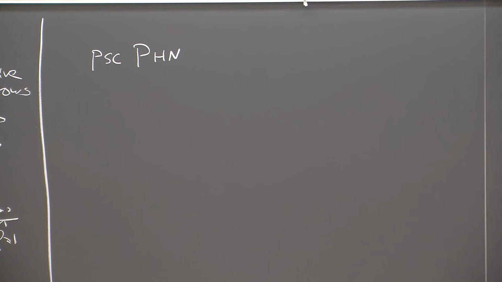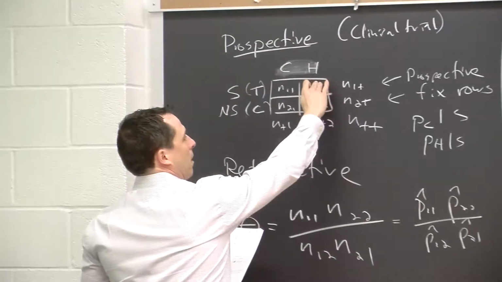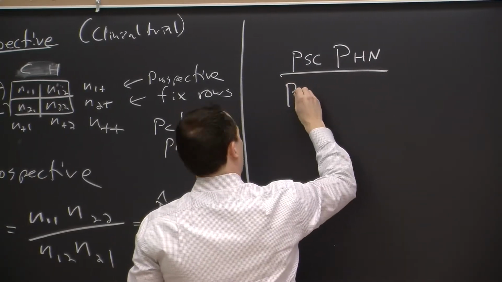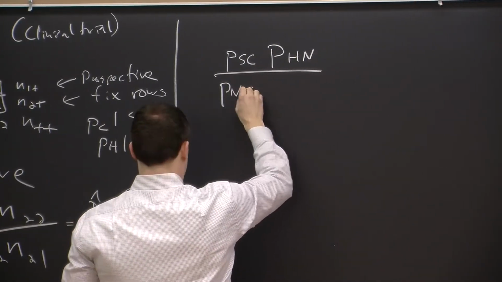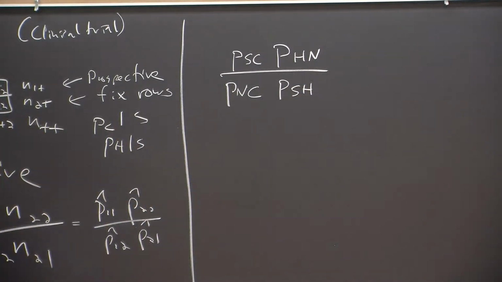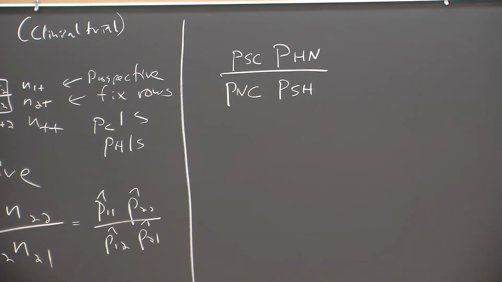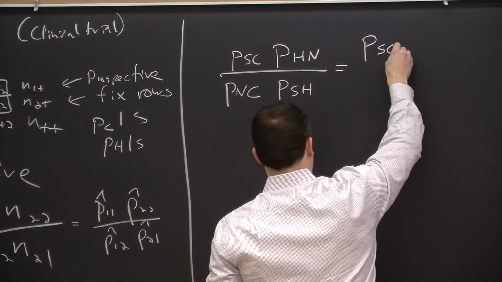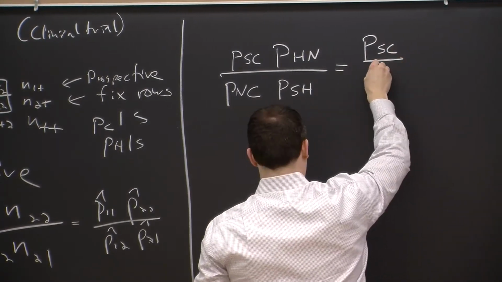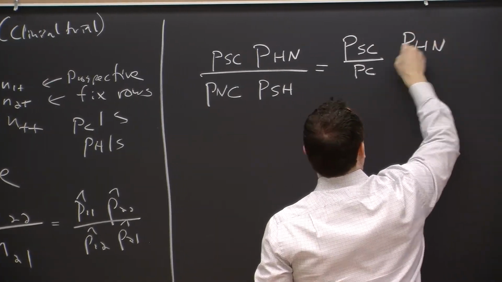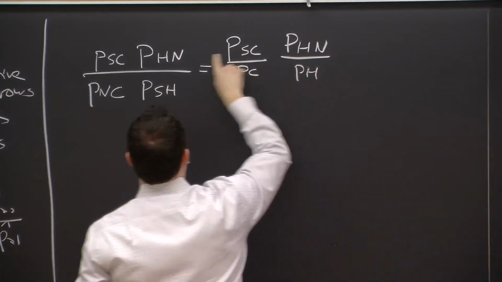Probability healthy, non-cancer. So it's this one times this one divided by this one times that one, right? Divided by probability of non-smoking cancer, probability of smoking healthy. And we'd like to show that we can get this as either odds ratio. So this is probability of smoking cancer divided by probability of cancer, probability of non-smoking healthy divided by probability of healthy. So this is just these two.